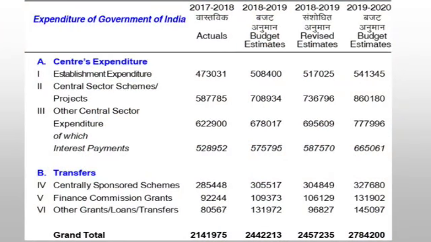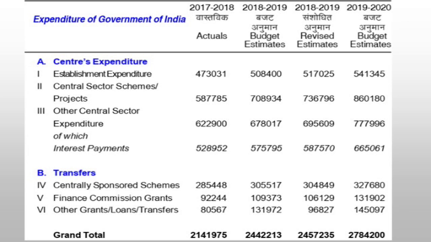Now let us see the next part, that is the expenditure part of the government of India. What are the major expenditure parts of the government of India? One is the establishment expenditure. The other one is central sector schemes or projects. Then other central sector expenditure, which includes interest payments. So central expenditure is establishment expenditure, the salaries and all. Central sector schemes, that is the biggest component, 8.6 lakh crores. Then the other central expenditure, of which the major part is the interest payments.